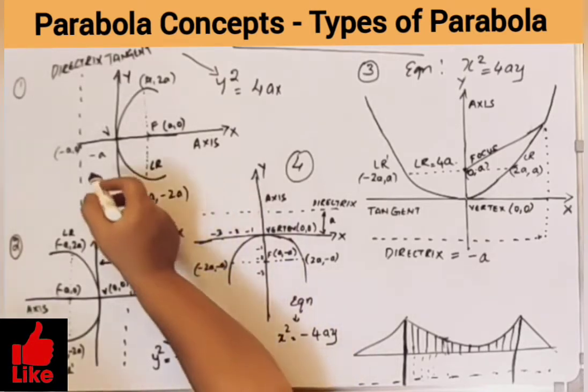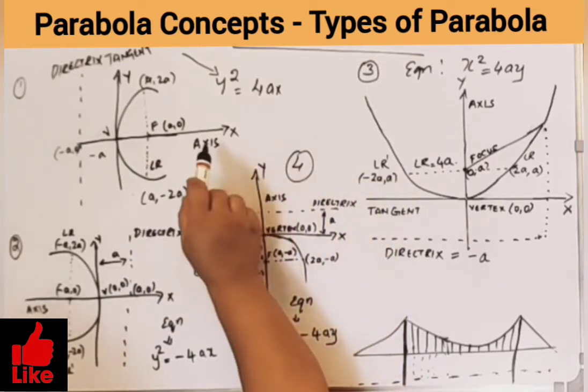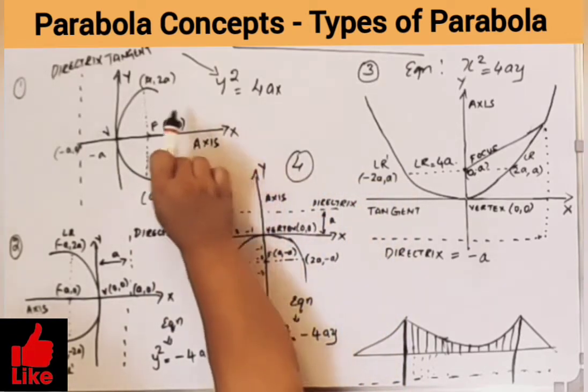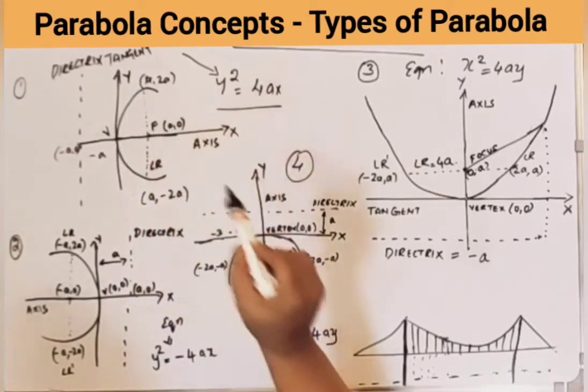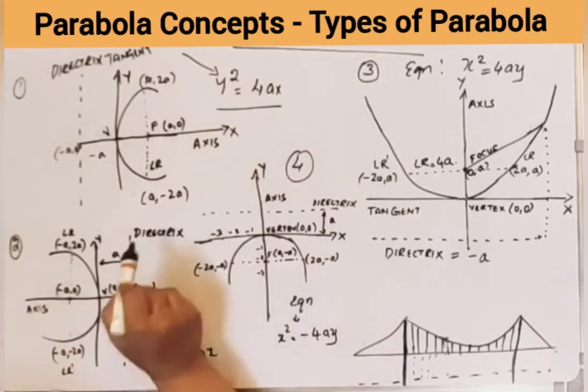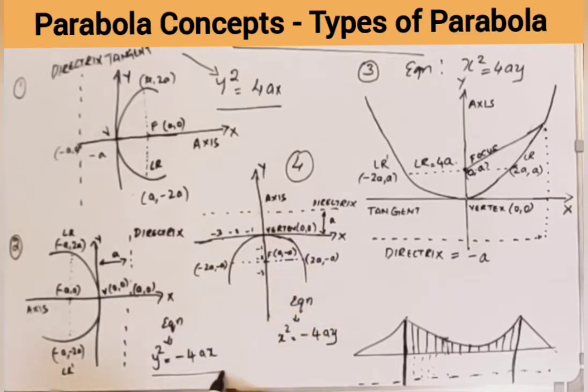So the equations of each of these parabolas are given here. For the right hand side parabola, we have y square is equal to 4ax. For the left hand side, it is y square is equal to minus 4ax. Same equation as type 1, only the difference is that it is minus 4ax. The reason being, it's on the negative side of the quadrant. X is on the negative side here.